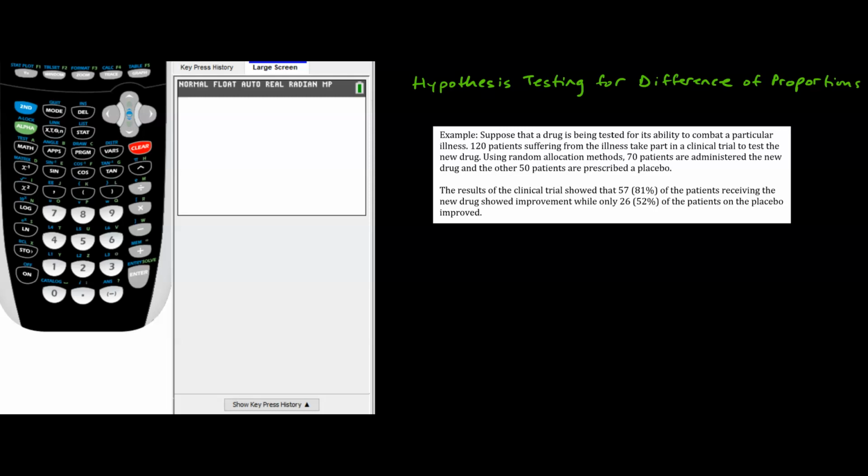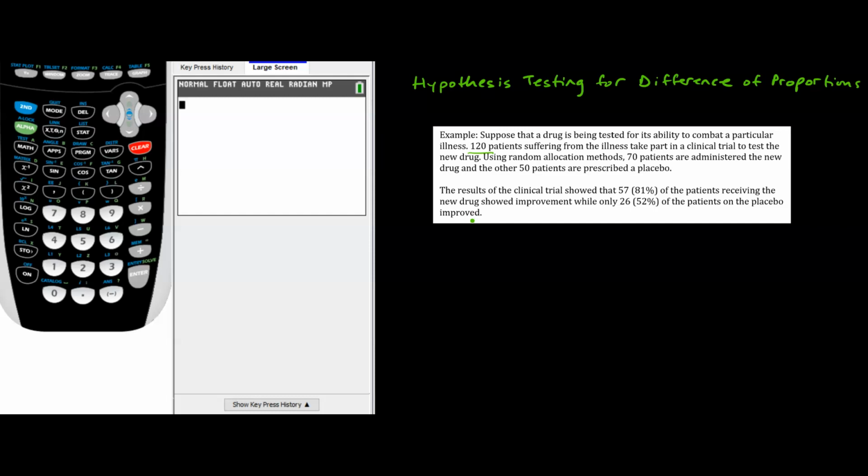So in this first example, it says, suppose that a drug is being tested for its ability to combat a particular illness. 120 patients suffering from this illness take part in a clinical trial to test the new drug. Using random allocation methods, 70 patients are administered the new drug and 50 patients are prescribed a placebo. The results of the clinical trial showed that 57 of the patients receiving the new drug showed improvement, while only 26 of the patients on the placebo showed improvement.